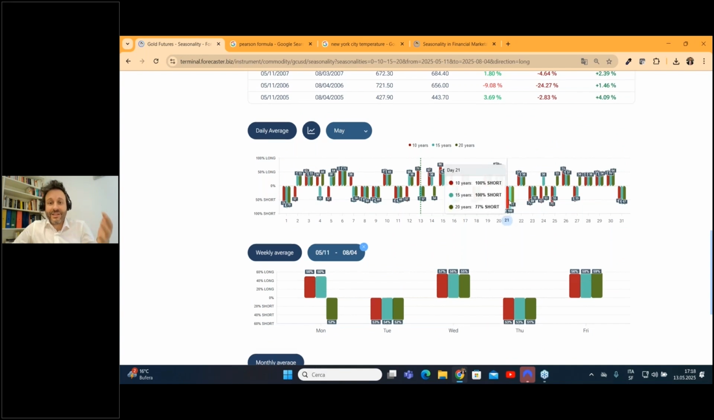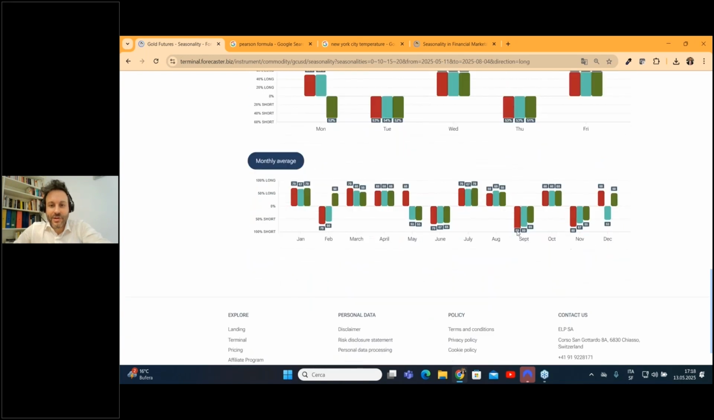For example, the 21st of May is a very bad day for gold. Look, because both in 10 and 15 years, we had 100% short, which is an amazing statistic. Okay, and also here, as you can see, we have a consistency. Look, June is 70% in the last 10 years, 67 and 65. I mean, this data is very consistent.